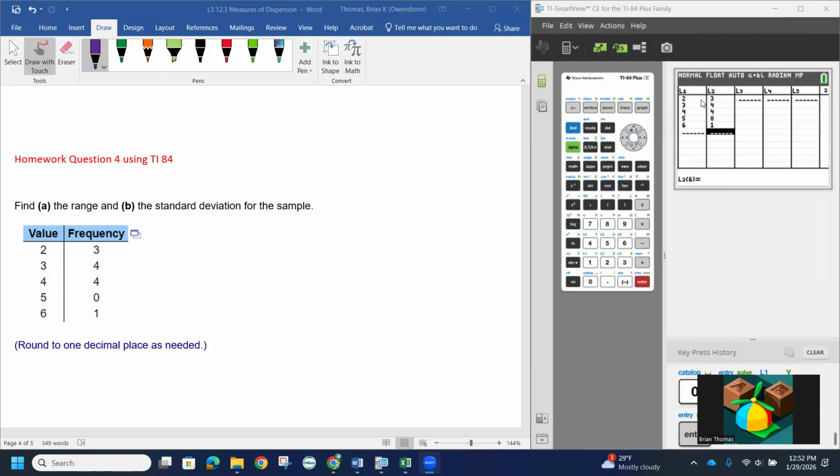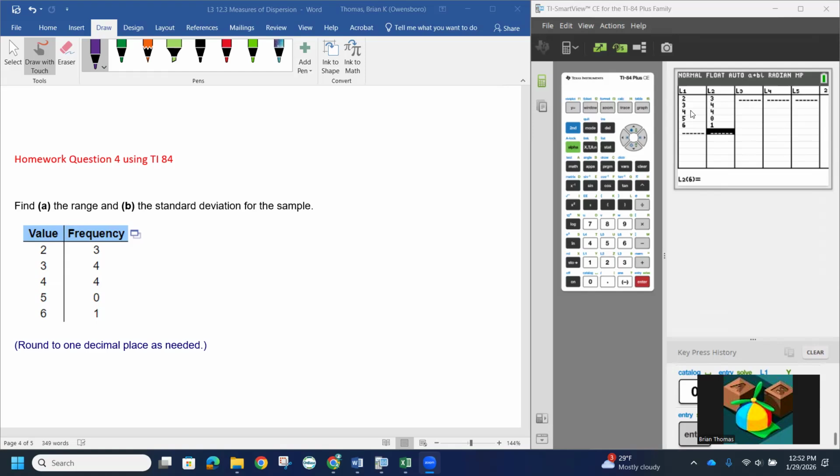So this means that the 2 occurred 3 times. The 3 occurred 4, the 4 occurred 4, the 5 didn't occur at all, and the 6 occurred 1 time. So notice how it's kind of heavy between the 3 and the 4. That's where our clustering is, more 3s and 4s. So if I was doing a mean, it should be close to 3 or 4.